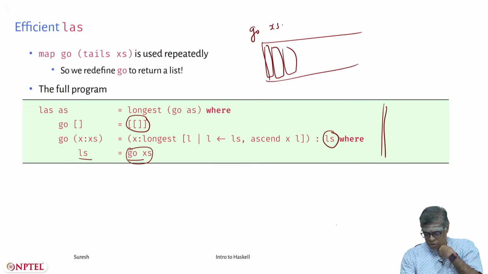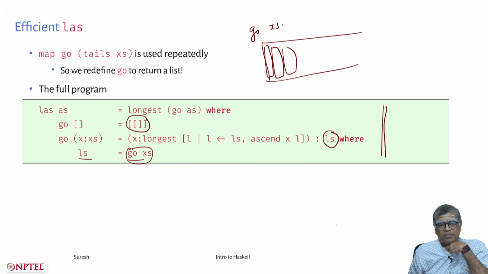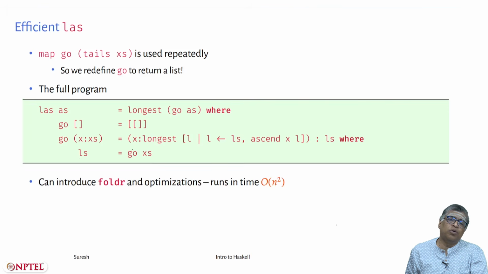This is the idea. So, let us just show how it runs in VS Code, and then we can end this lecture. You can introduce some fold and optimizations, and the runtime is order n squared, because you are making n recursive calls. Each time you make a recursive call, you do some order n kind of operation, because you are doing some operations on that whole list, you are doing some filter, etc. Okay, so that's basically it for this lecture. I will go to VS Code and run this program, run a couple of examples, and then we can end this lecture.